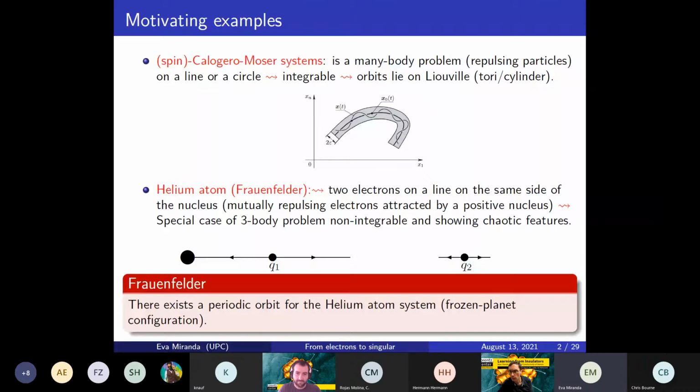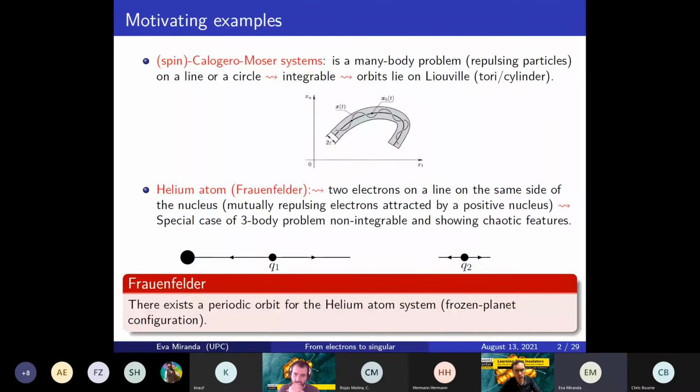I can think of this as a many-body problem with some particles which are repulsing that can be on a line, on a circle. These systems have been generalized to Lie groups and to any kind of representation theory in an abstract format. And well, what is important is that they are integrable. And integrability gives us a good hint that things cannot be too chaotic.